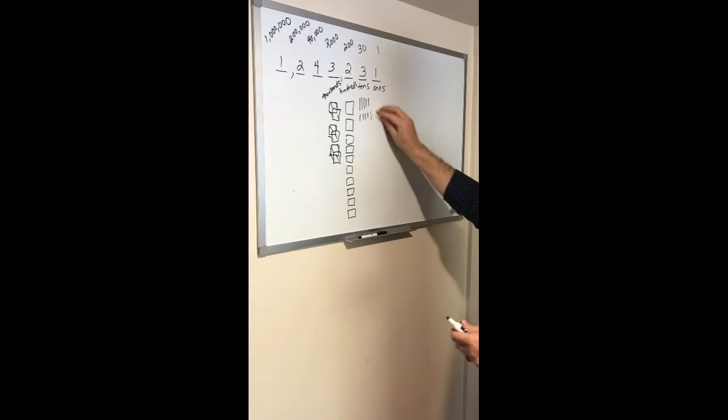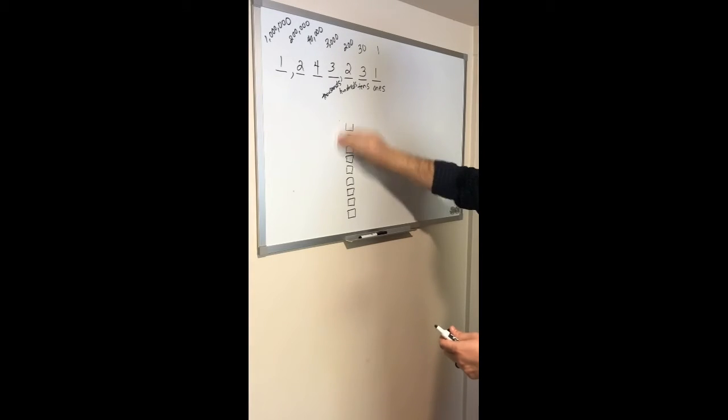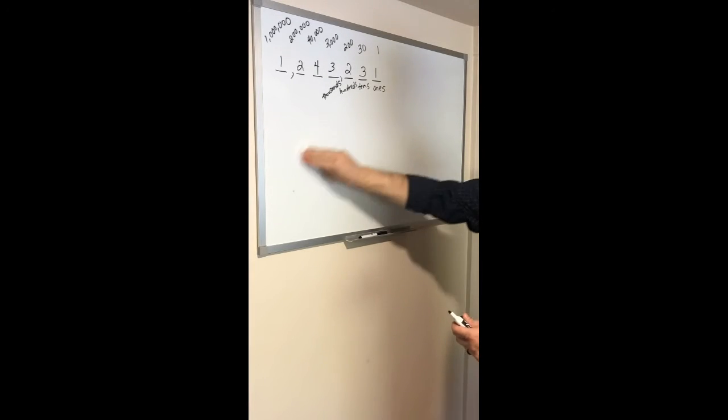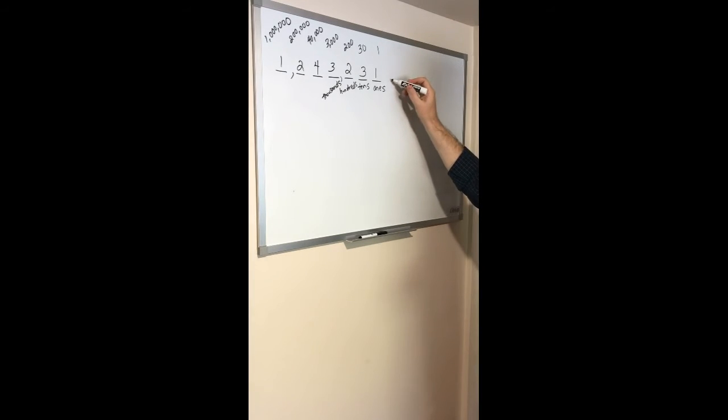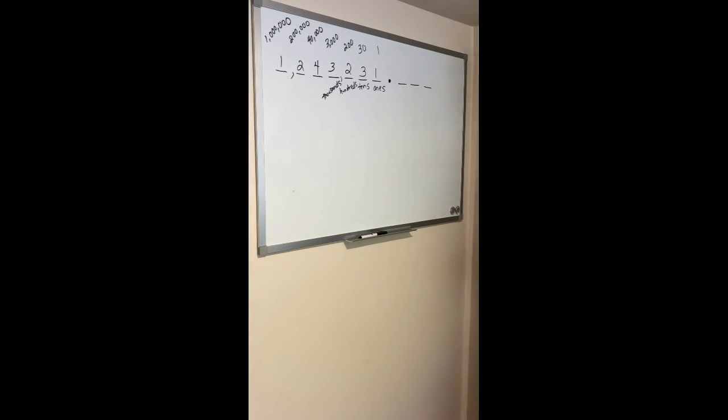So I'm going to go ahead and erase this so that we can focus on the right side of the chart. I want you to go ahead and put a decimal point here and 3 dashes. Now we're going to talk about the numbers that are less than 1.